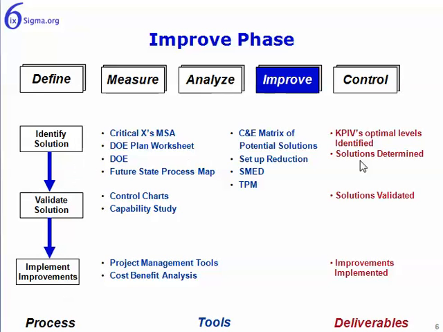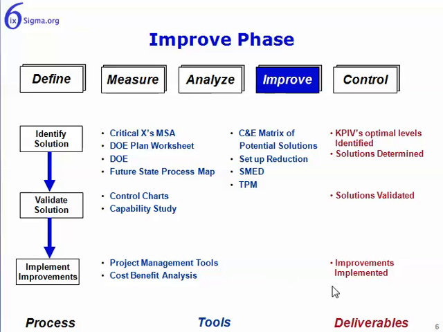So identifying the solution, we want to make sure we've got the KPIVs, their optimal levels identified, and the solution has, for the most part, been determined. We then want to validate the solution through primarily a capability study or control charts or something along those lines. We want to assess whether or not it's capable of doing the very thing that we're asking it to do.